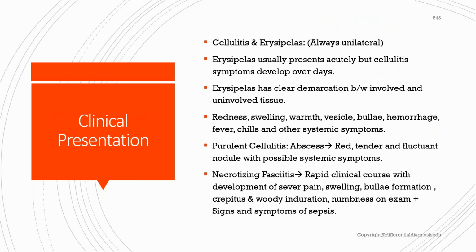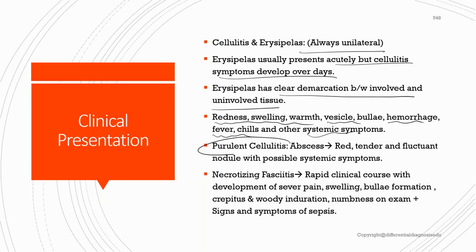Cellulitis and erysipelas, always unilateral. Erysipelas usually presents acutely, but cellulitis symptoms develop over days. Because it's more deep, the patient will not have symptoms acutely. Erysipelas has clear demarcation between involved and uninvolved skin. The patient can have redness, swelling, warmth, vesicle, bulla formation, hemorrhage. They can have systemic symptoms like fever, chills.